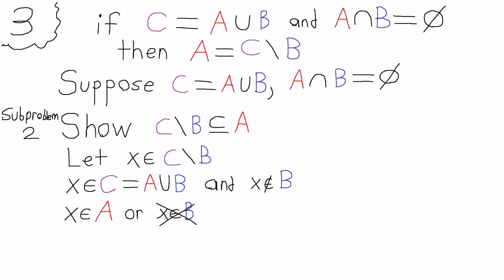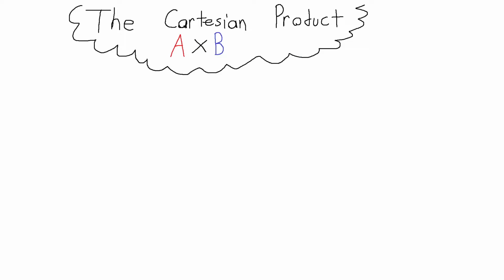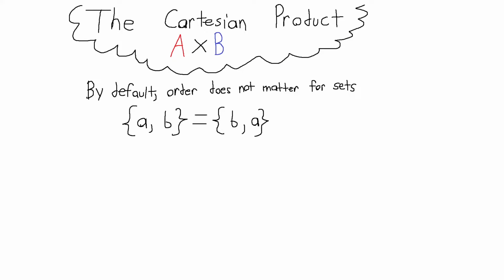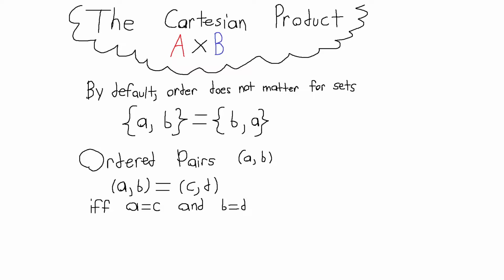We are now going to talk about the final set building operation that we foreshadowed earlier, the Cartesian product. We already mentioned that order does not matter for sets, but sometimes order does matter, in which case we use ordered pairs. We say that two ordered pairs are equal if and only if the corresponding entries are the same. So for example, the ordered pair AB would not be equal to the ordered pair BA unless A equals B.